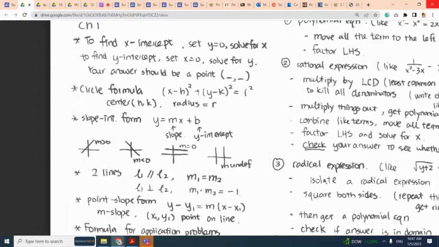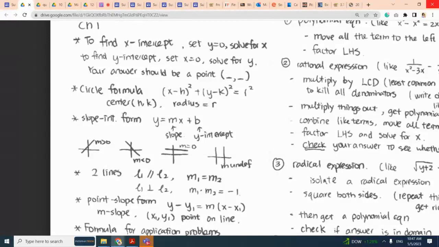You get 2 points x1, y1, and x2, y2. Midpoint is the average of them, right? Average x1 plus x2 over 2. Is that how you calculate average? And then y1 plus y2 over 2. This is the midpoint. Also, what's the distance formula?